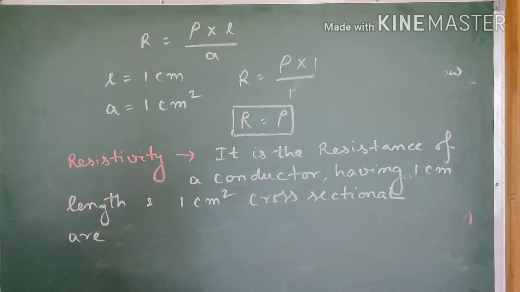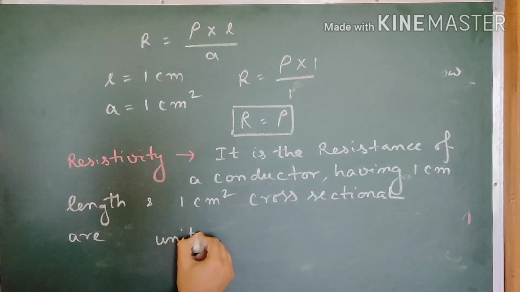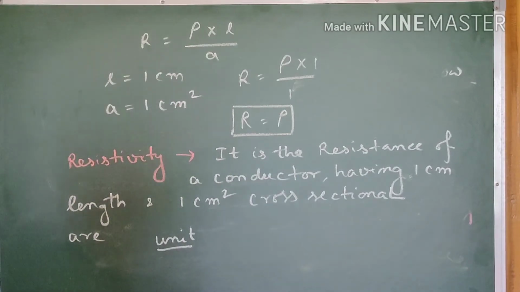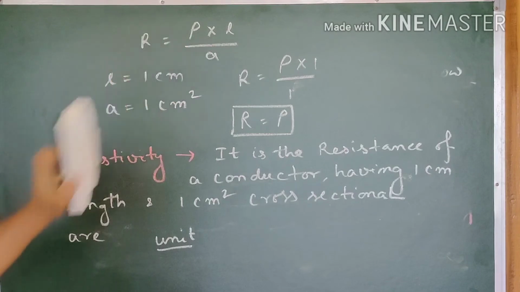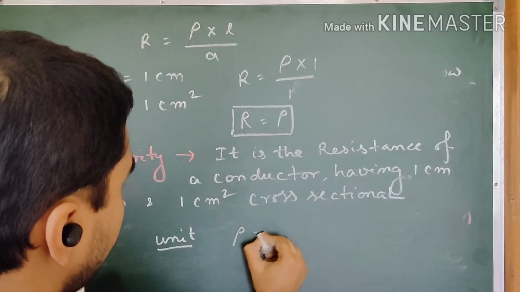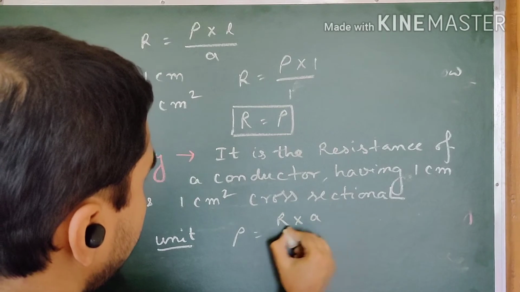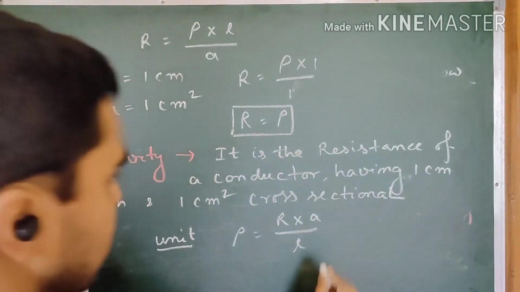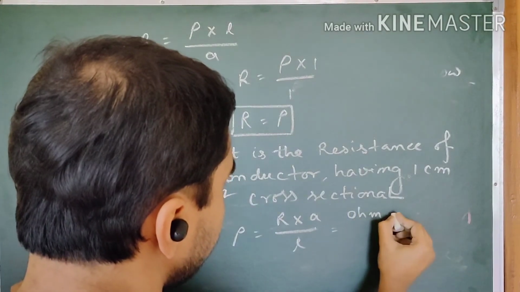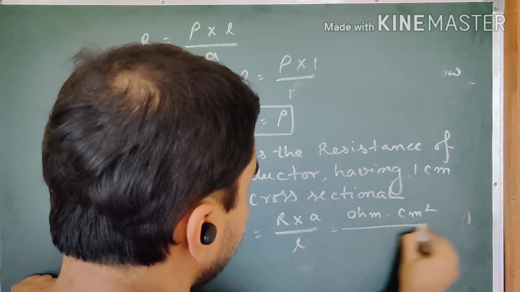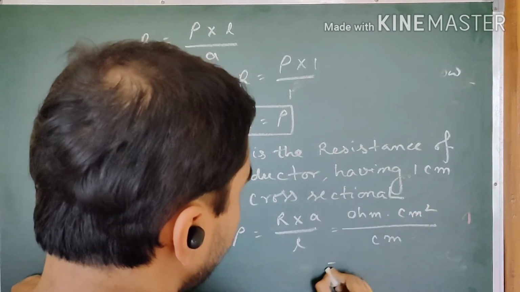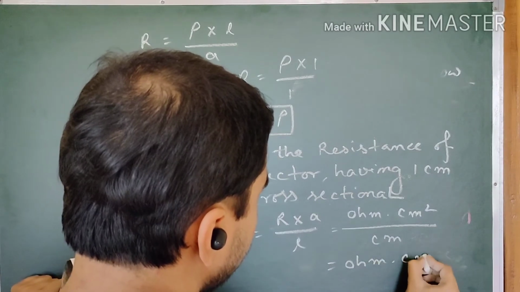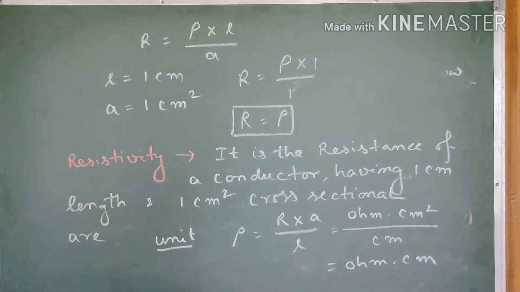Now, if we are talking about the unit, we know that rho is equal to R into A by L. So here we can write it is ohm into centimeter square divided by centimeter. So obviously it should be ohm centimeter. So that is how we can determine the unit.